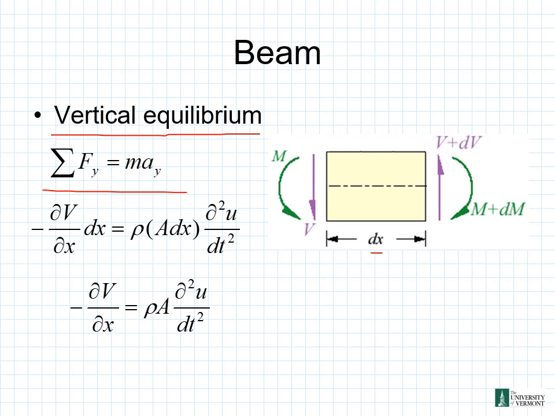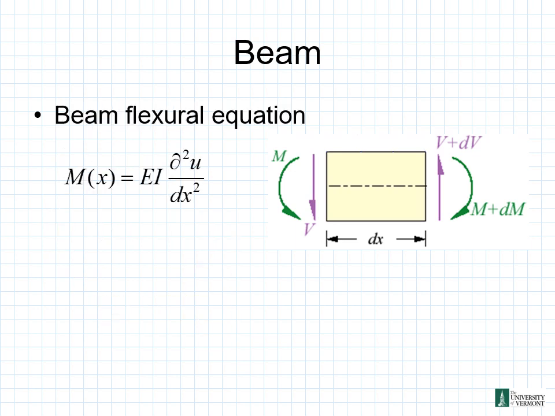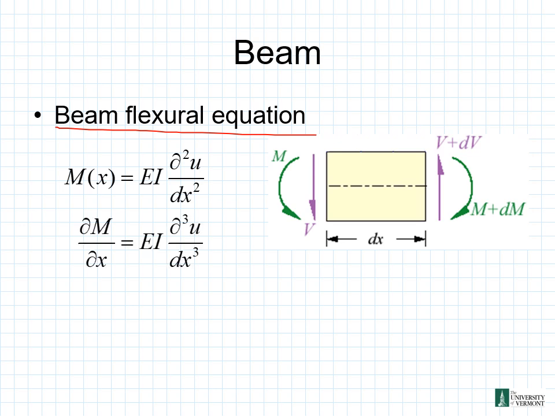So we have that relationship down here now from our diagram in Newton's second law. Now we can take a look at our beam flexural equation here. So we have a relationship here: M of x is equal to EI times our delta squared u over dx squared. Now we can take the derivative of that. Our partial of M with respect to x, our delta M over delta x, is equal to EI times delta cubed u over dx cubed.